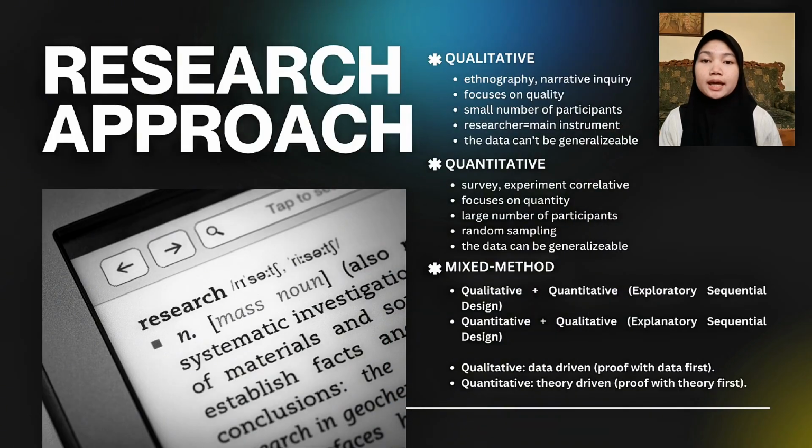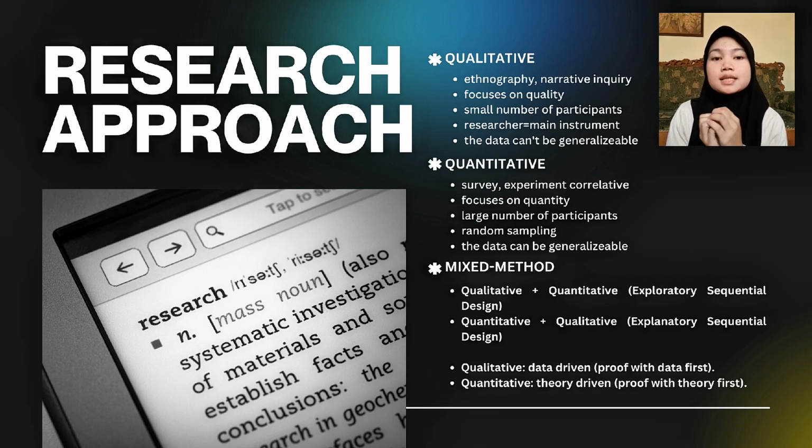Okay, the next thing that I have learned is research approach. There are three research approaches. These are qualitative, quantitative, and mixed method. The first is qualitative. Qualitative, like case study, ethnography, and narrative inquiry, focuses on quality and has a small number of participants. The selection process is conducted to decide the best participant by using purposive sampling or convenience sampling as the last option.